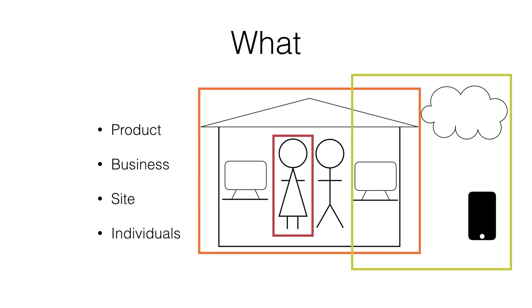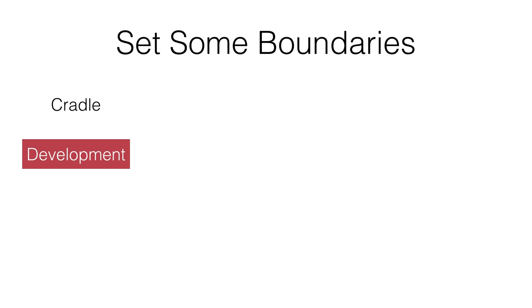So in terms of what, you have lots of different things that are working within your app. You have your product, your business, your work site, and the individuals who work there. And there's lots of overlaps between them, so it can get a little bit murky. Sometimes it helps to do a couple of these at a time just so you can glob it all together and then squish it out. That makes sense. So we're going to set some boundaries for an app. There's the cradle, which is the development phase.